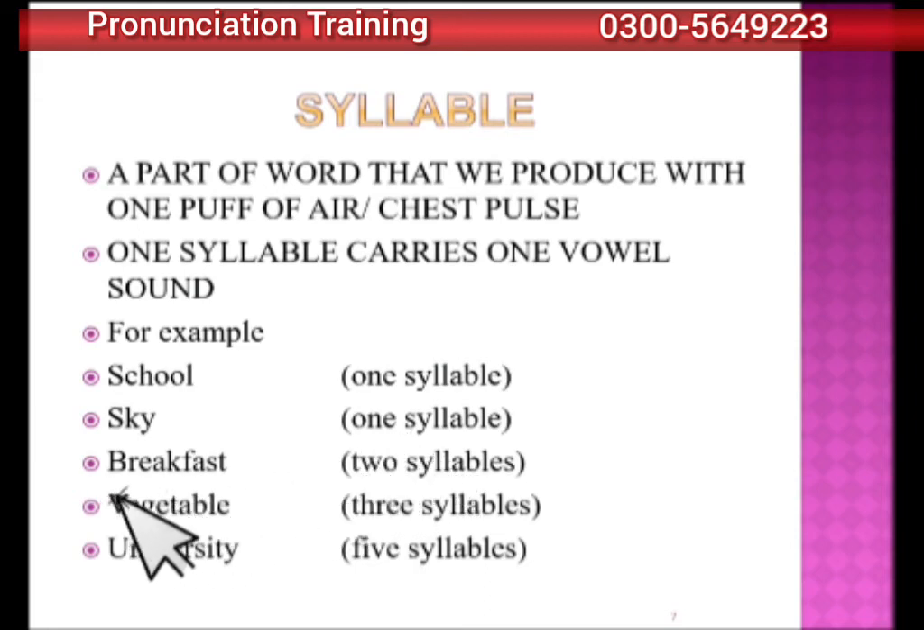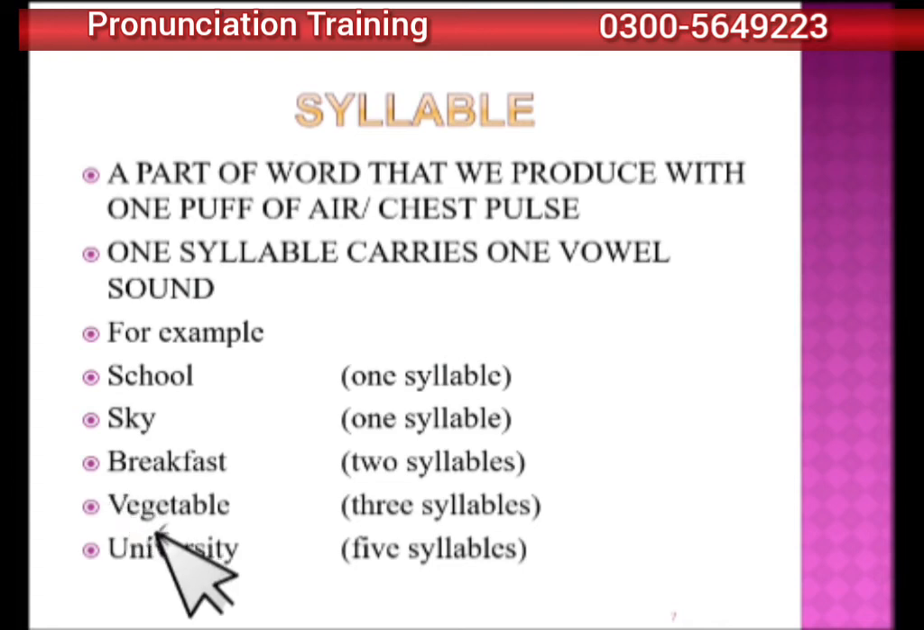Next example, breakfast. One more identification: if you put your hand under your chin, you have to identify how many times the chin drops down. For example, when I say breakfast, my chin drops down twice. It means that the word breakfast has two syllables, two vowel sounds, right?